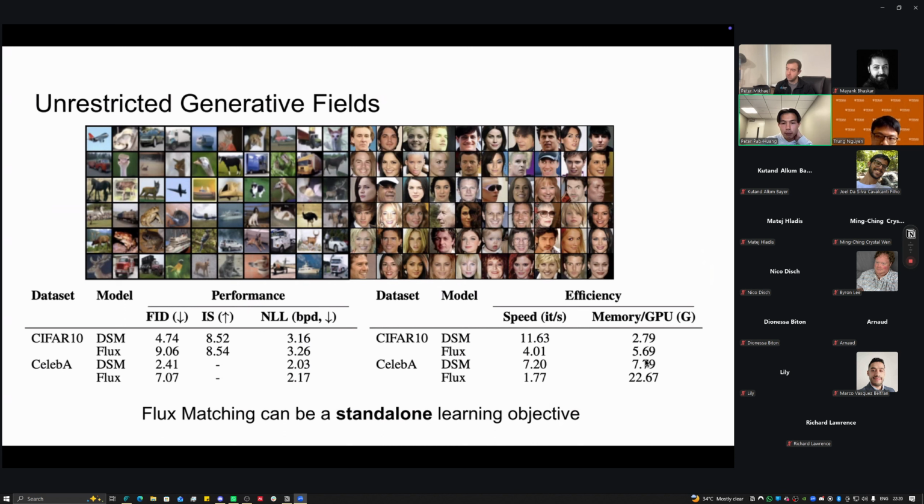But I think the important thing to note here is Flux is not trying to replace DSM. If your entire goal is purely I want to generate data, I want to do it fast, then you should stick to DSM. Flux matching is only useful if you have some prior or some inductive bias you want to incorporate into your vector field. And that's what flux matching enables you to do. But if you have no prior, you have no inductive bias, you just have samples and want to fit a vector field to these samples, stick to DSM.